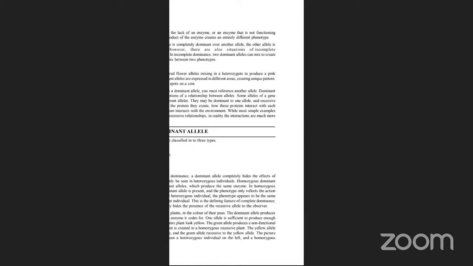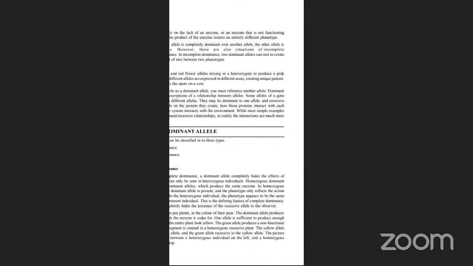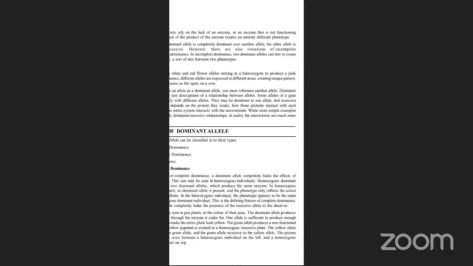In codominance, different alleles are expressed in different areas, creating a unique pattern. Think of codominance as spots on a coat. To describe an allele as a dominant allele, you must reference another allele. Dominant and recessive are just descriptions of a relationship between alleles.